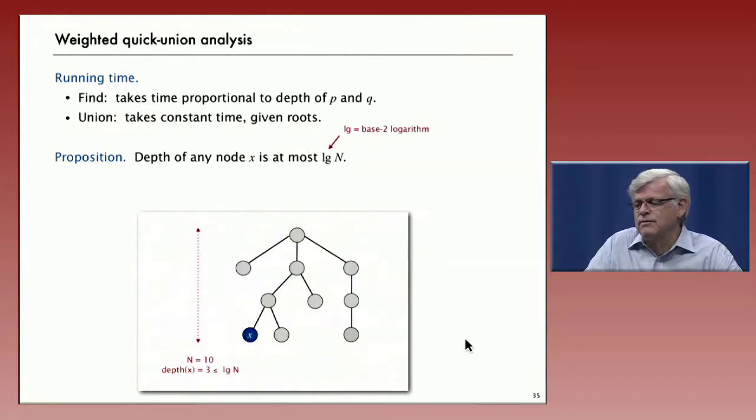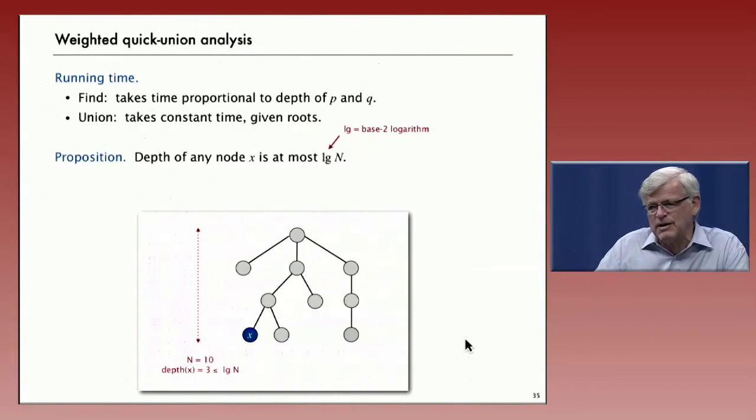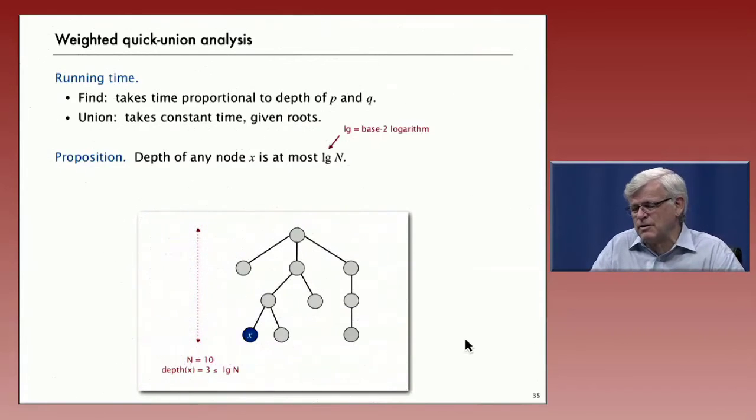In fact, we can analyze the running time mathematically and show that the find operation takes time proportional to how far down the nodes are in the tree, but we can show that it's guaranteed that the depth of any node in the tree is at most the logarithm to the base 2 of N. We use the notation lg always for logarithm to the base 2.